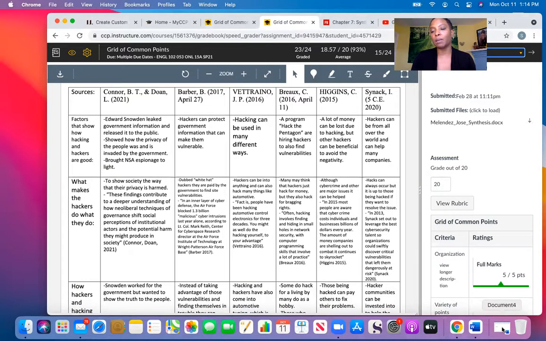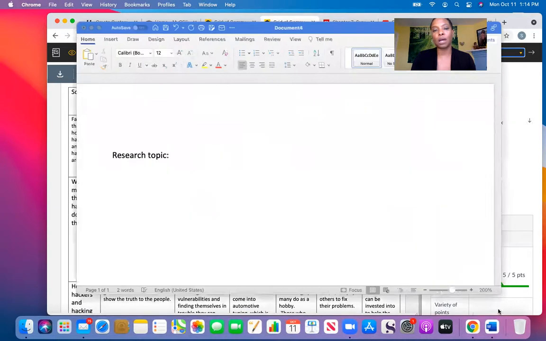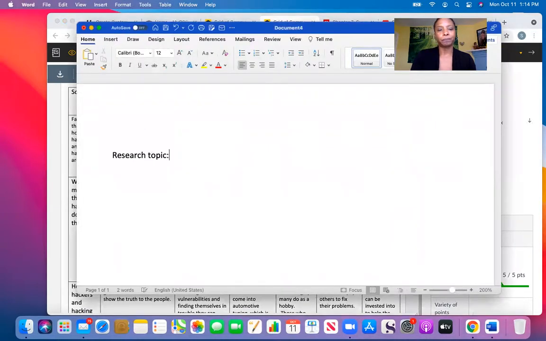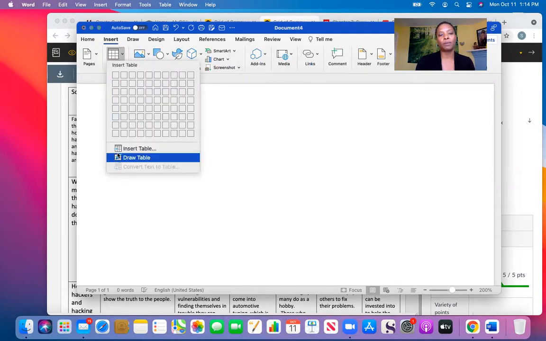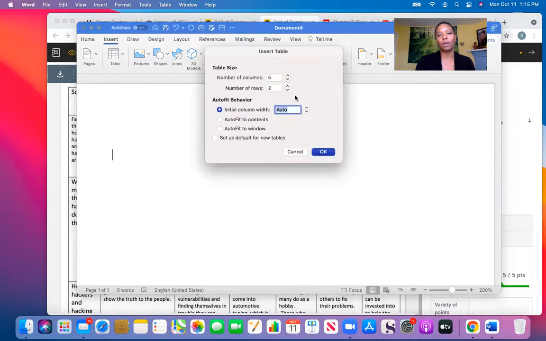The next thing I want to talk about is how you put columns in. So I'm working in Microsoft Word because I always work in Microsoft Word. If you have a CCP account, you can get Microsoft Word through Canvas. But to do tables, all you're going to do is go to Insert, Table, Insert Table, and I'm going to have 5 and 5.